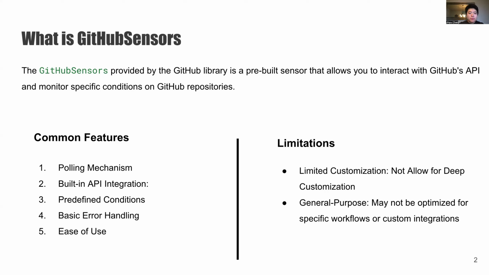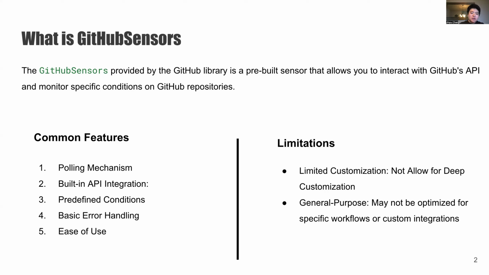First one is the polling mechanism. This one is very important. The sensor typically uses a polling mechanism to repeatedly check GitHub for a specific condition. The poke method is a core part of the mechanism, which runs at regular intervals to see if the desired condition is met.